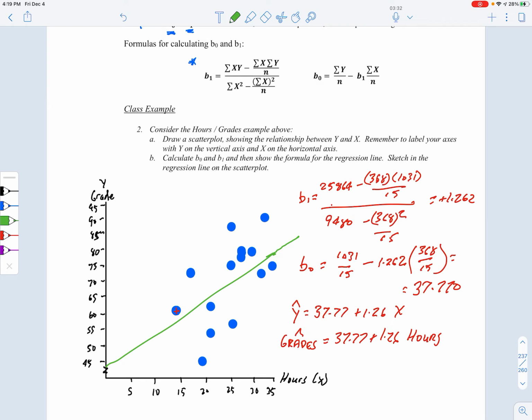So I think that's about where I want to end in this particular lesson. And let's just see if we answered all the questions for number 2. Draw a scatter plot. We did that. Remember to label your axes and then calculate your intercept and your slope, show the formula, and then sketch in the regression line. So we are done. The next one we will take a look at something called the R-squared value and reading the computer output. So we're going to stop it here.